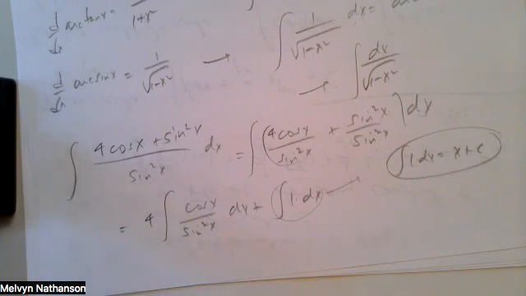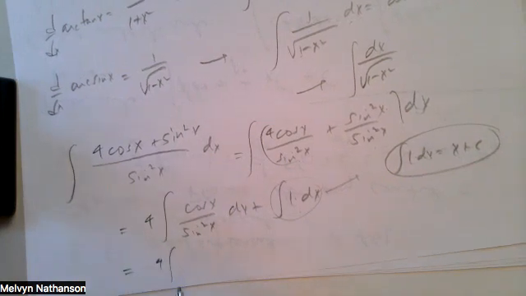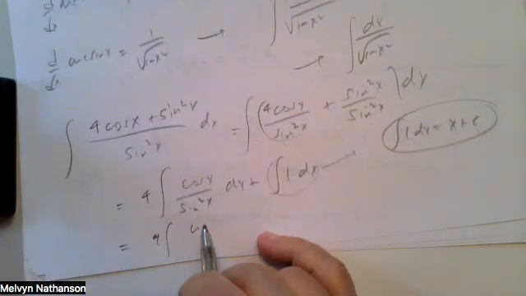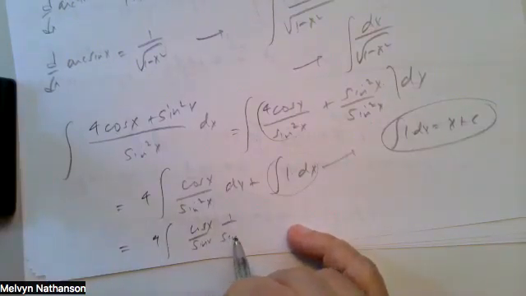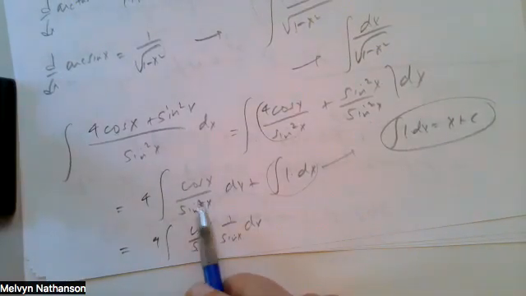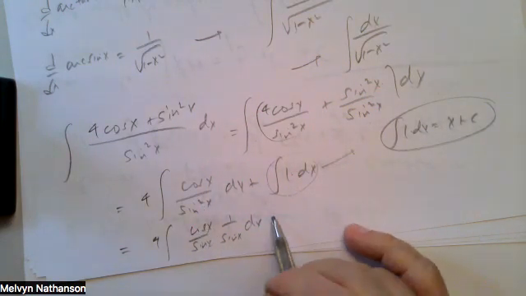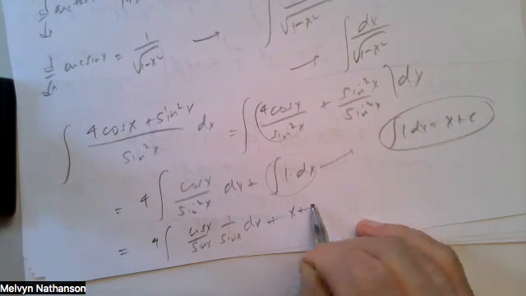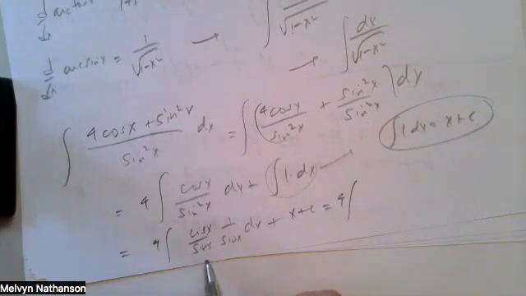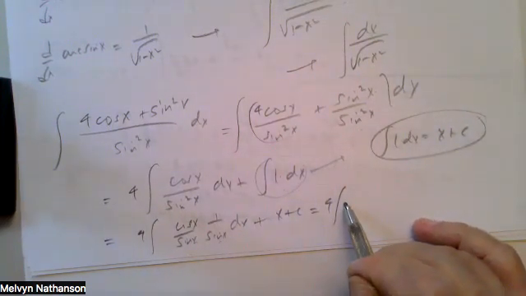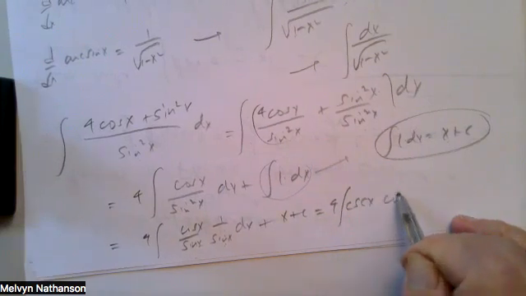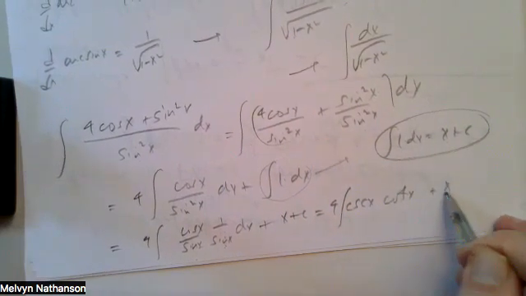But what about cosine x over sine squared x? That looks more complicated. So this is 4. Let me write it like this. This is cosine x over sine x times 1 over sine x dx, right? Plus this, x plus c. Cosine over sine is the cotangent. 1 over the sine is the cosecant. Let me write this as cosecant x cotangent x plus c.